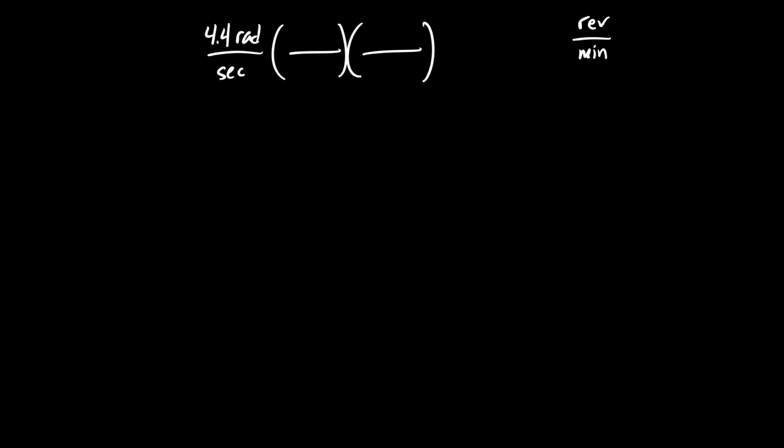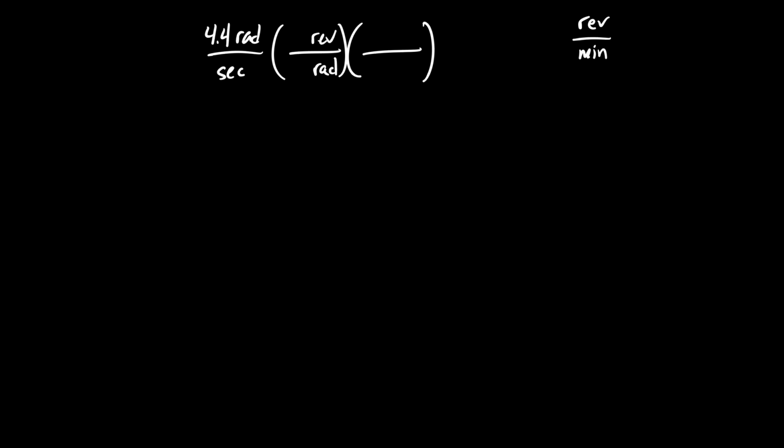Now, the first thing I have to realize is I have radians in the numerator, and I want to be left with revolutions in the numerator. So to get rid of the radians, I have to put them in the denominator, so they will cancel the ones that are in the numerator. And I want to be left with revolutions, so I put it on the other side.